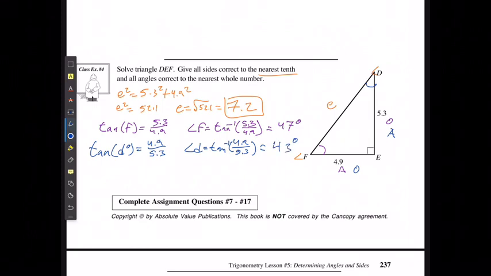I always double check if I add up my 2 angles that I've solved for, make sure that they add up to exactly 90. If they don't, then that means that I made a mistake.